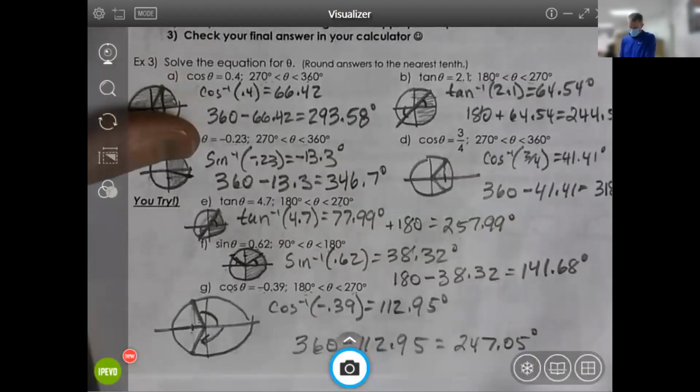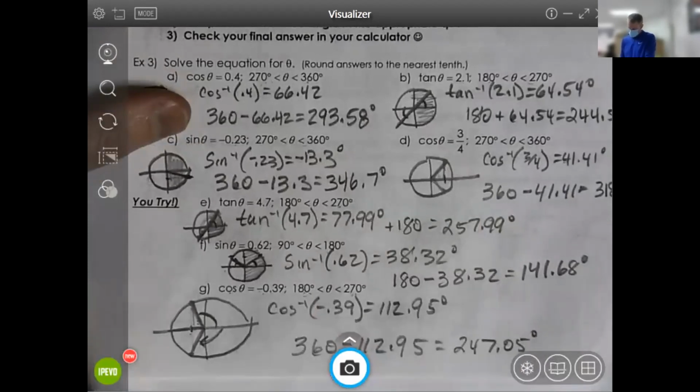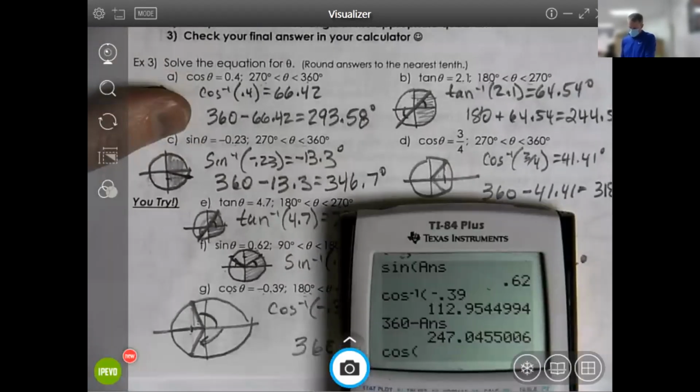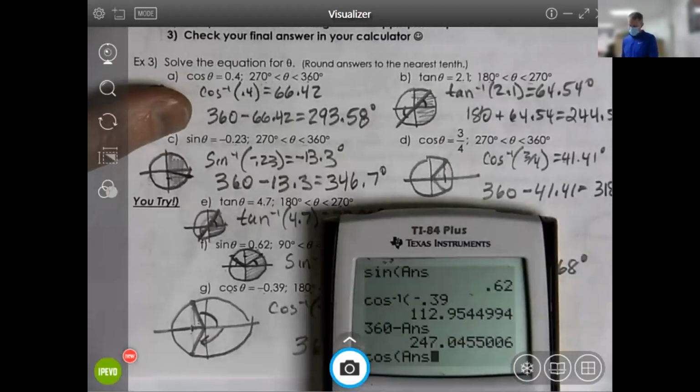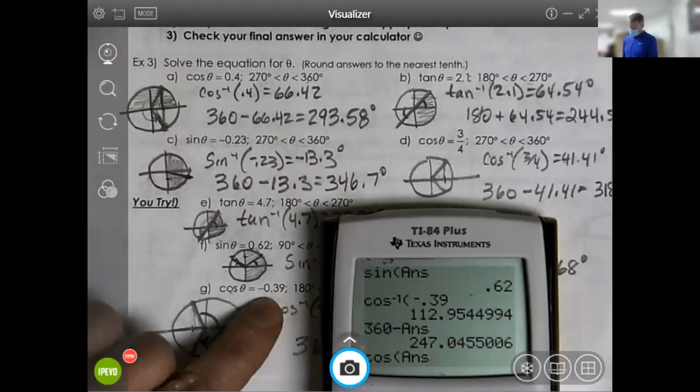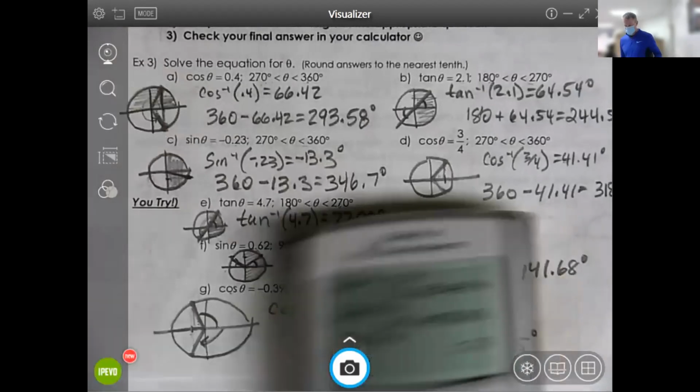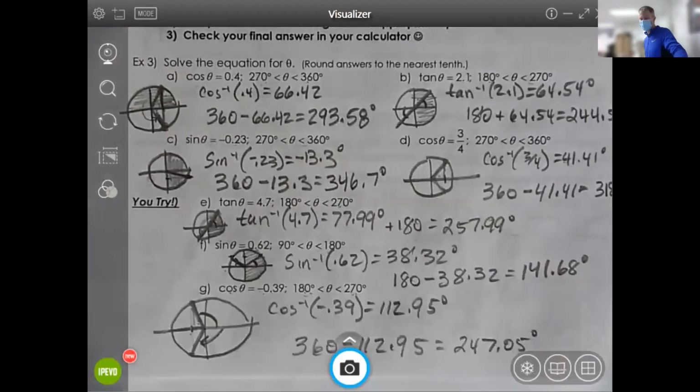247.05 degrees. And we can test cosine. Now you can't put in your rounded number, but you can put in the exact number, and I would expect to get negative 0.39. Voila. All right. Hope all's good.